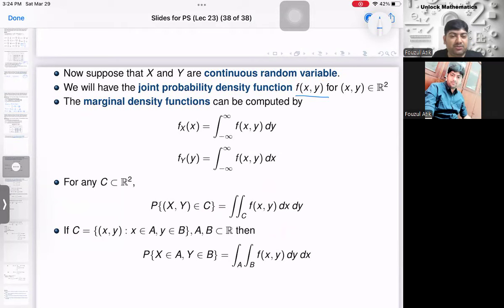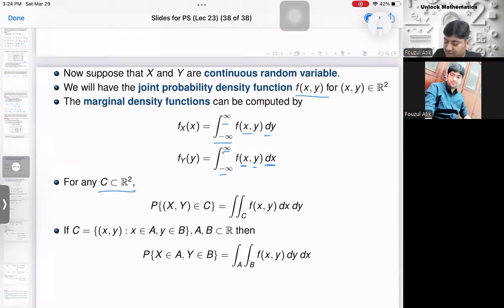Then what does the marginal probability mean? X can be fixed and we take the sum over y, but since it is a continuous random variable, we take integration over y: minus infinity to infinity f(x,y) dy. Similarly, f_Y: take y as fixed and do integration over x from minus infinity to infinity. So this one is integration over x, the previous one is integration over y.